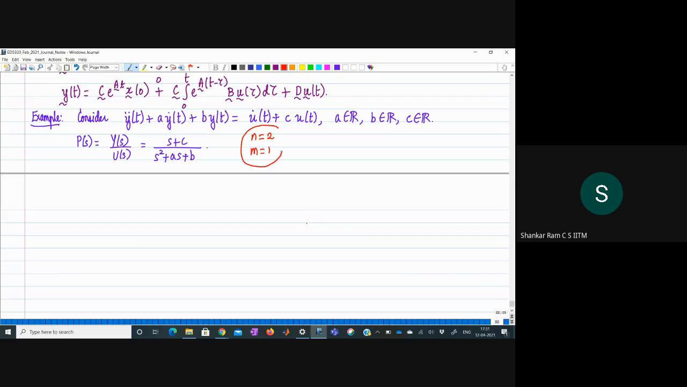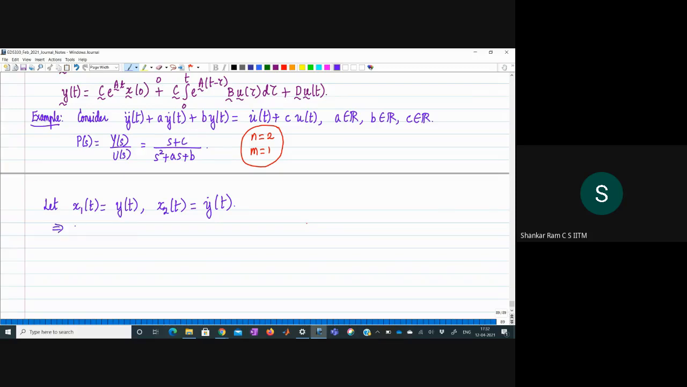In this particular case, we observe that the values of n and m are 2 and 1 respectively. That is the first observation. Why is this important? In the transfer function representation, we need to choose as many state variables as the order of the system. Since the order is 2, let us choose the two state variables x1 and x2 as y and y dot, and see whether we are able to write the governing equation in state space representation.